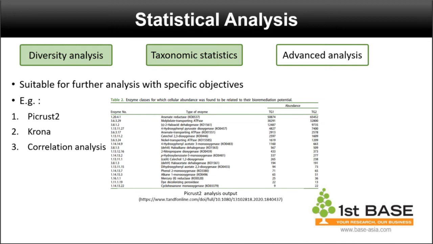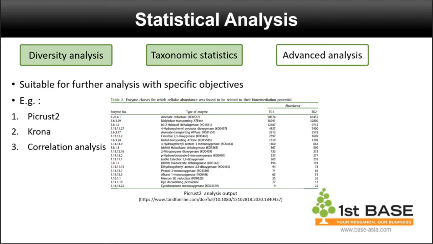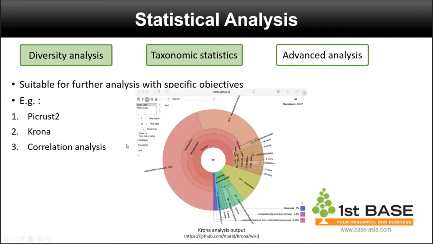And the next one is any advanced analysis. This is very suitable if you have a specific objective. For example, PICRUSt analysis. PICRUSt analysis is actually to predict functional pathways that can be found in your sample based on the sequences that we obtained before. And then the next one is Krona.